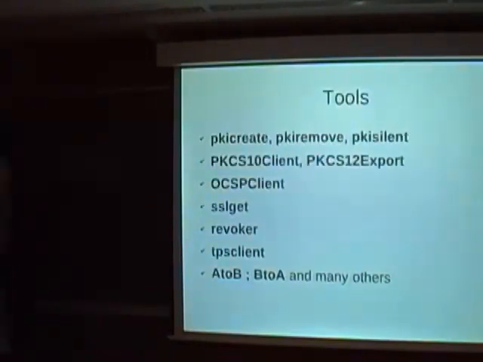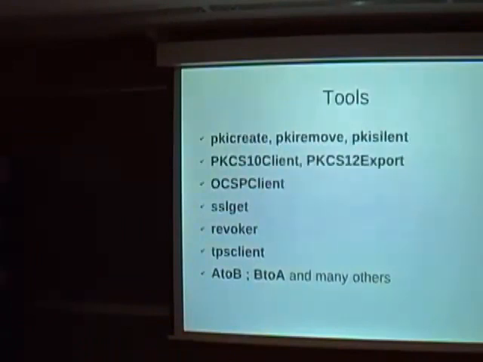PKI Create, it's actually a two-step process. Once we install the packages, first we create an instance of a subsystem, then we configure the subsystem. So PKI Create will create an instance of a subsystem like a CA or a KRA or an OCSP or a registration authority, a TKS or TPS. PKI Remove, obviously, can remove an instance of a subsystem.